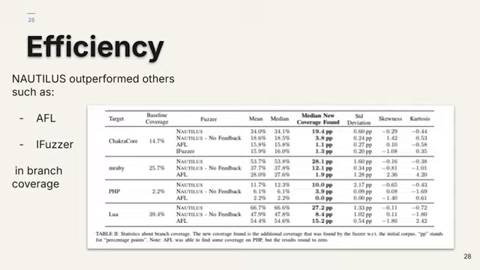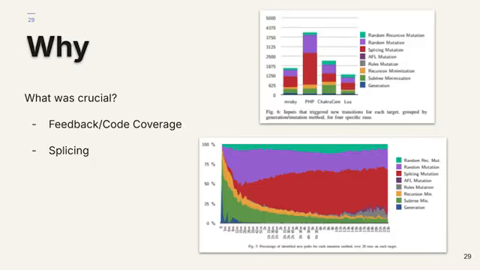Now the question is, why was Nautilus so efficient and successful at finding bugs? What was crucial to Nautilus's success? The first was Nautilus's feedback and code coverage. Most grammar-based fuzzers do not have code coverage. However, Nautilus does.